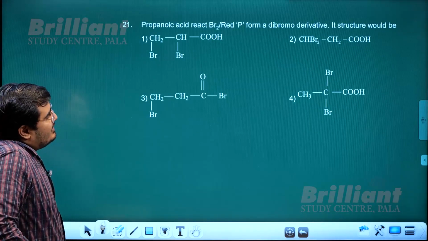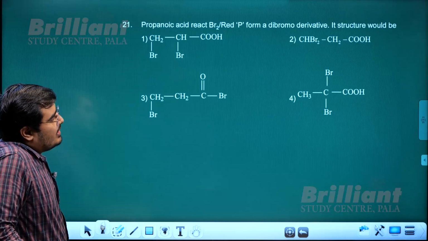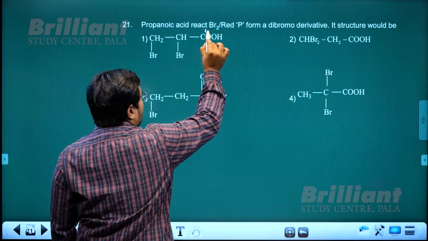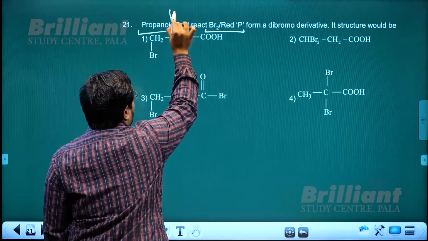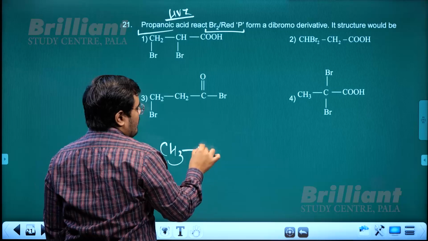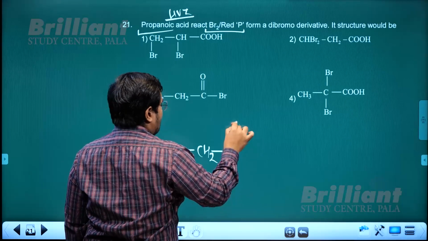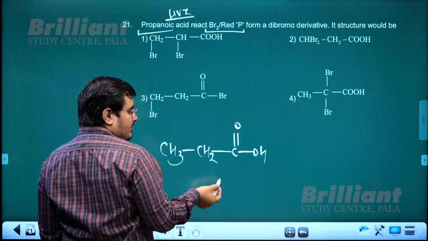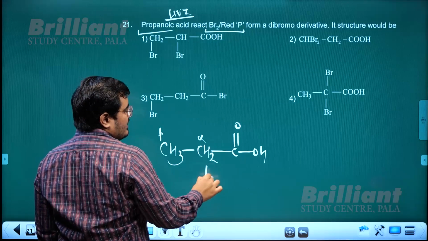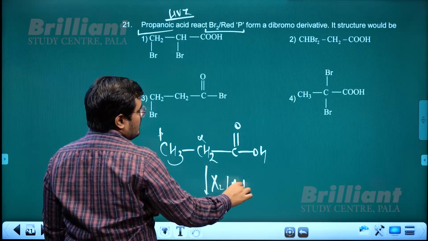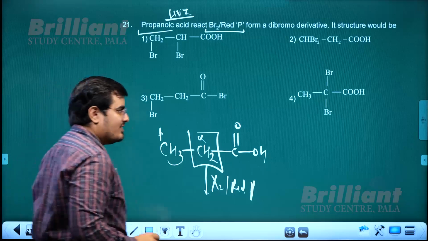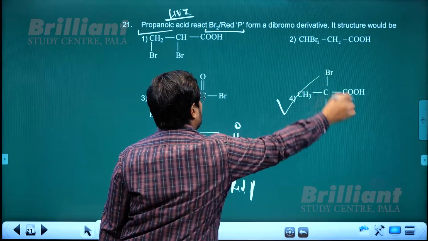Next is propanoic acid reacts with bromine and red phosphorus, forming a dibromo derivative. If you see, bromine and red phosphorus along with an acid is an example of the HVZ reaction, and the HVZ reaction is used for bromination at which position? Alpha position. This is the alpha position, this is the beta position. So if I am using X2 with red phosphorus, then the two halogens will be put at the alpha position. So if you recollect what the HVZ reaction is, you will understand that your dibromo derivative is what they are talking about.